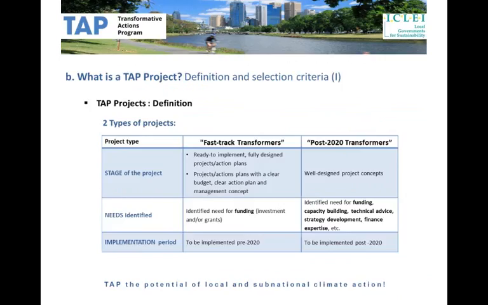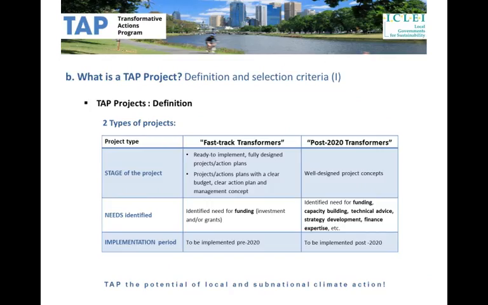So what is a TAP project? Then I will show you a definition of what we mean by TAP project. There are 2 types of project actually. They differ by the stage they have reached. We have fast-track transformers on the one hand and post-2020 transformers on the other hand.